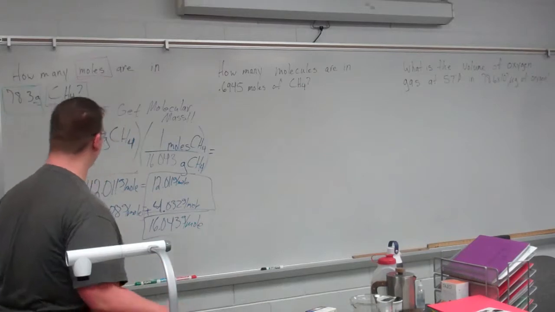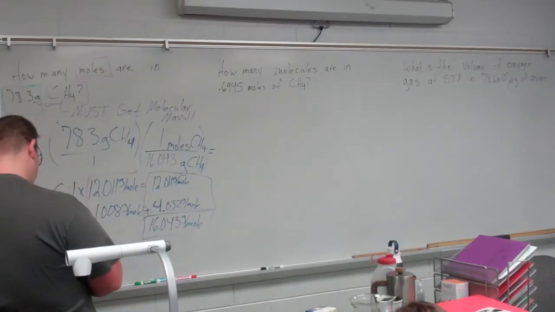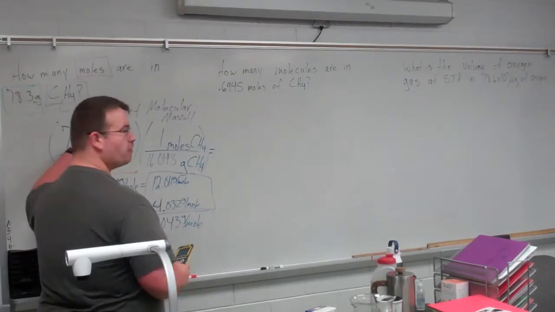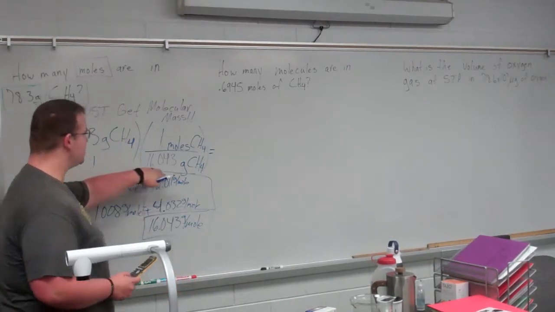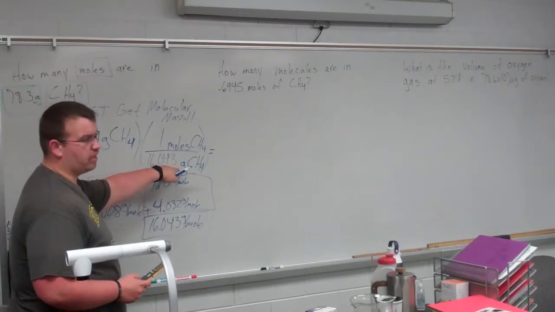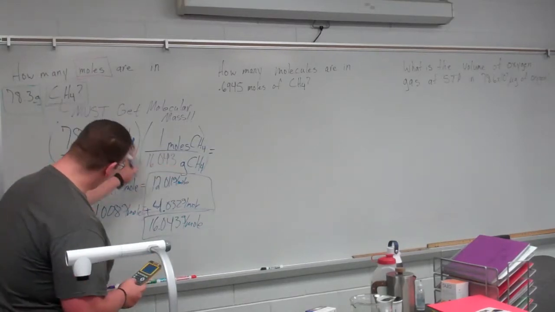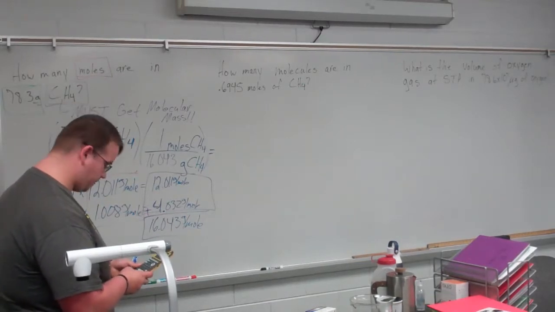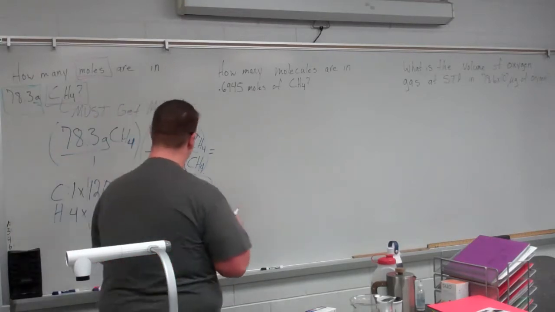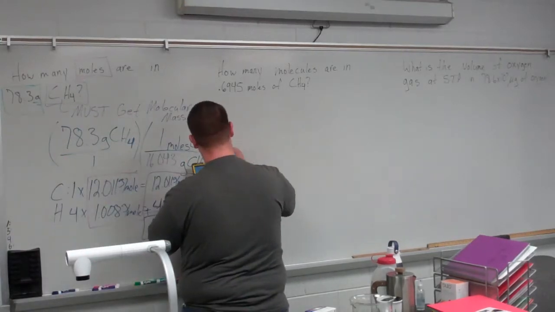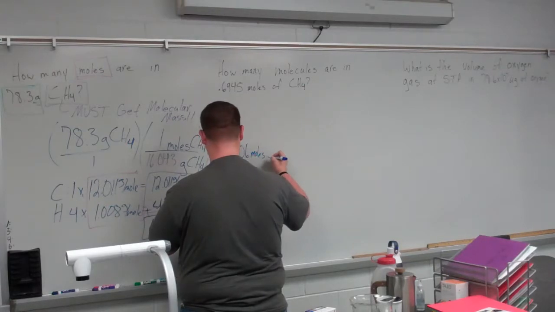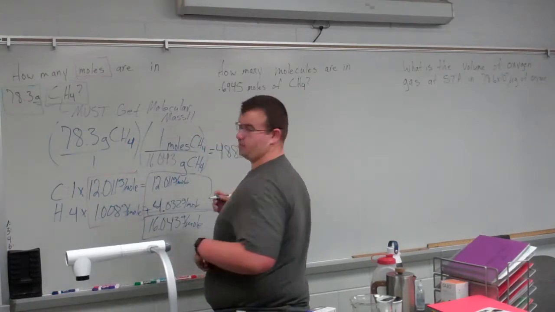When you're finding this, 78.3, I'm going to multiply or divide. So 78.3 is in the numerator here. The 16.043 is in the denominator here. You divide, because they're on opposing sides. So 78.3 divided by 16.043, which gives me 4.88 moles. Not per gram. That's our answer.